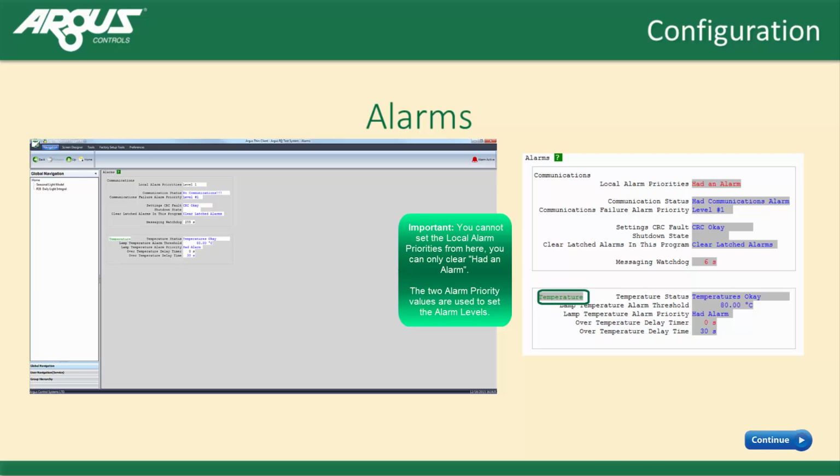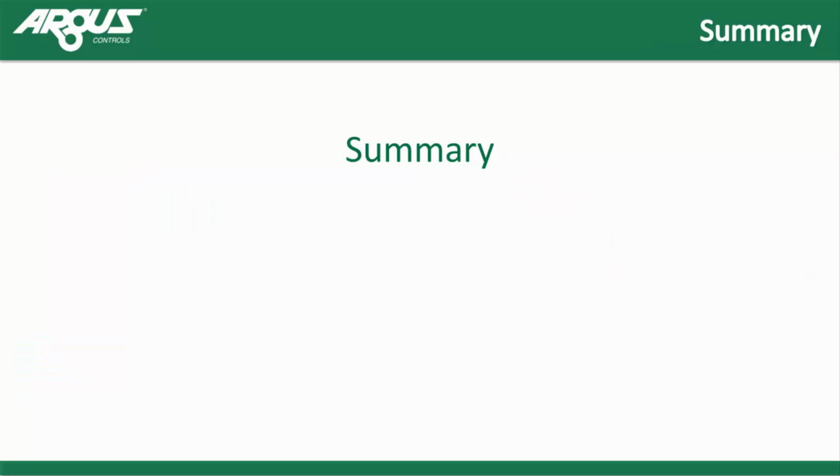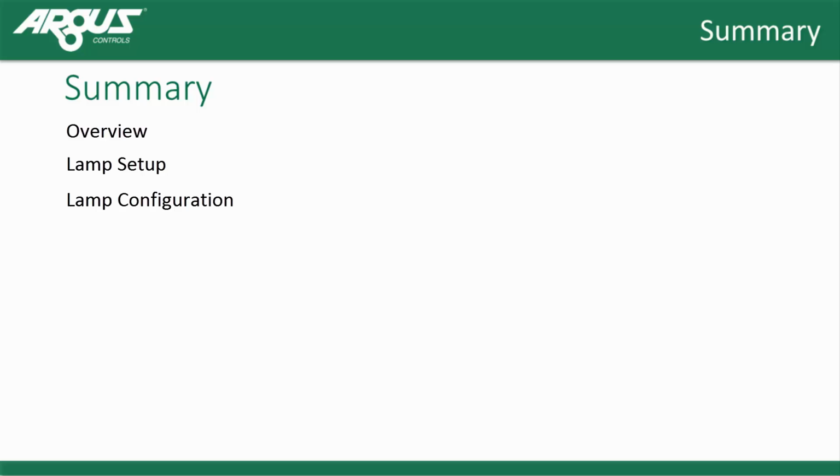The lower half of the screen has a summary of several temperature-related parameters. Click Temperature to go to the temperature alarm screen. You can view the temperature for each available temperature plate, as well as set the alarm threshold, delay, and priority. Summary. The topics we've covered today include overview, setup, configuration, summary, and a short quiz.